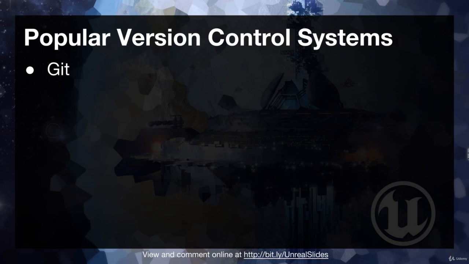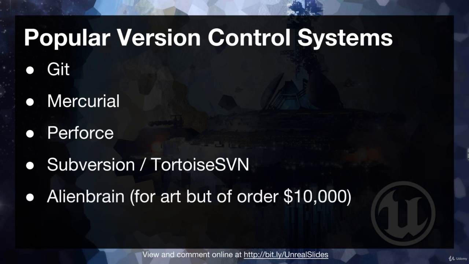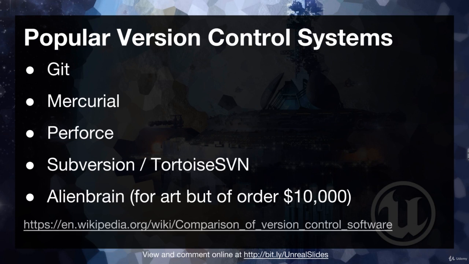Git is one of the most popular and becoming more popular very fast. Mercurial is another. Perforce, Subversion, SVN for short, or Tortoise SVN. Or Alien Brain. This is great for art, and it's very good for things like seeing the difference between two different image files, etc. But it's of the order of $10,000. It's out of most people's budget, but it is worth considering if you're primarily wanting to control the versions of your art files. Have a look on Wikipedia for a complete comparison of all version control software, at least all of it that's on Wikipedia.